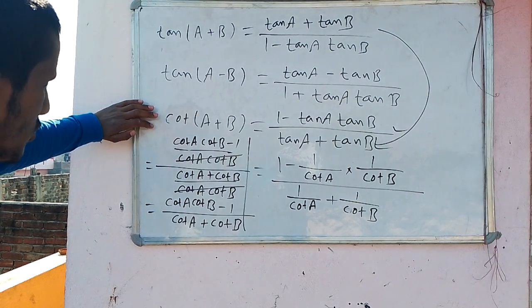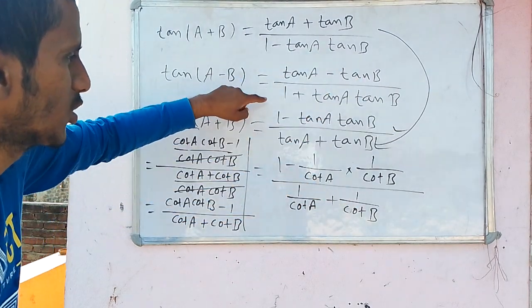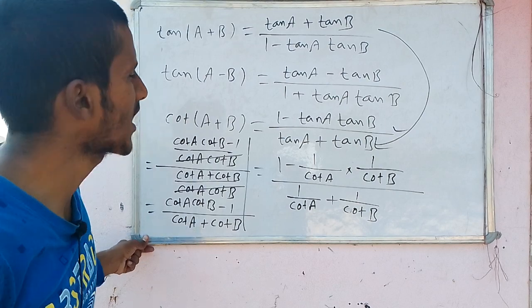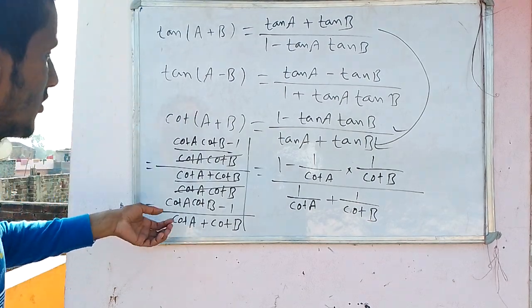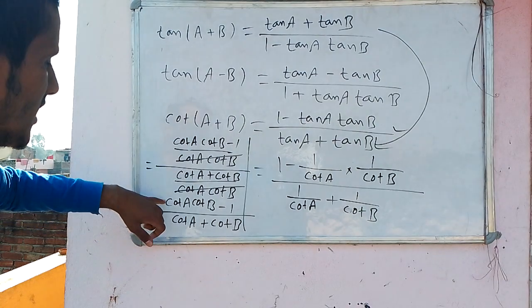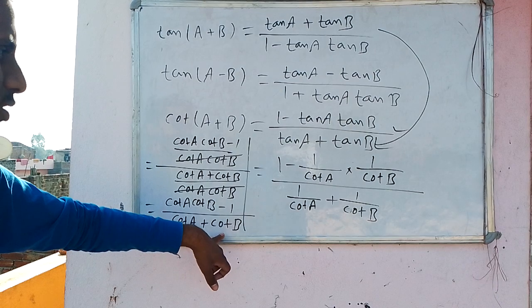If you want to leave cotangent A plus B in terms of tangent, then this is what it will be: 1 minus tan A tan B divided by tan A plus tan B. But if you want to convert this in terms of cotangent, then this will be cotangent A, cotangent B minus 1 divided by cotangent A plus cotangent B.